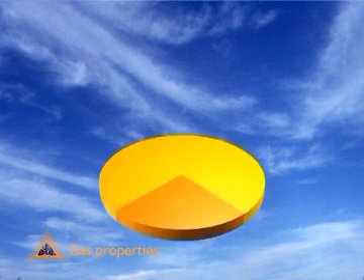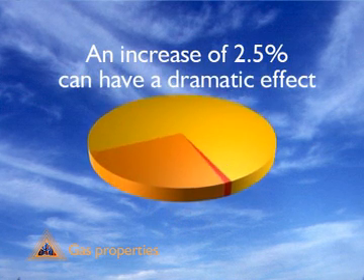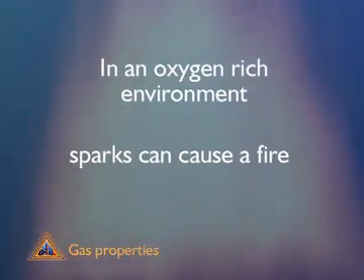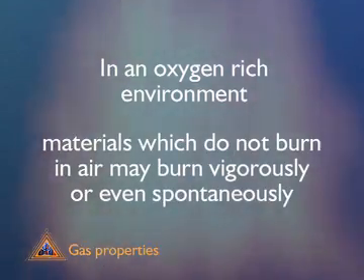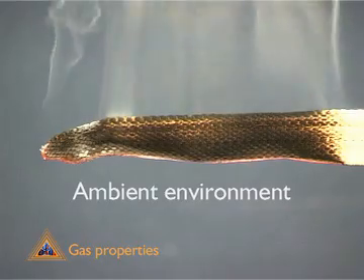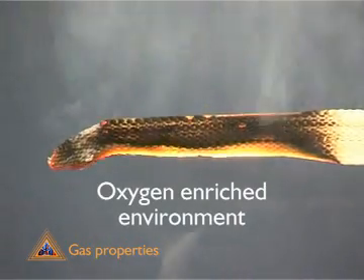The normal oxygen content of the air is 21%, but an increase of just 2.5% can have a dramatic effect on your environment. In an oxygen-rich environment, sparks, which would normally be regarded as harmless, can cause a fire, and materials which don't burn in air may burn vigorously, or even spontaneously in enriched air. Remember that even so-called flame-resisting textile materials will burn in an oxygen-enriched environment.